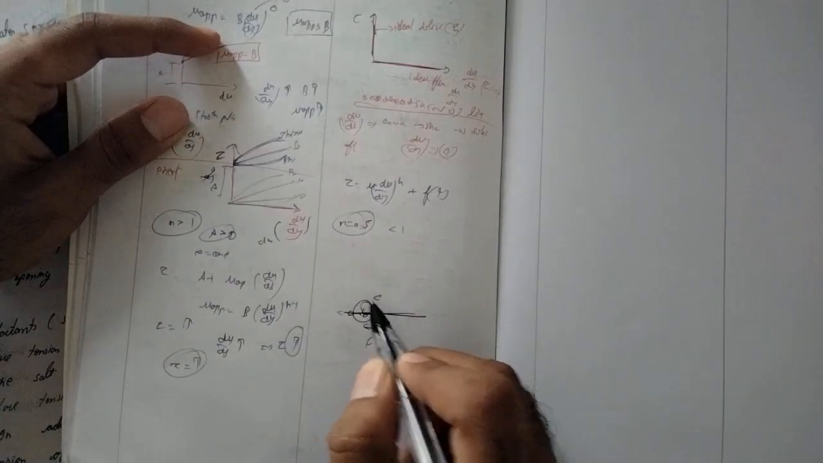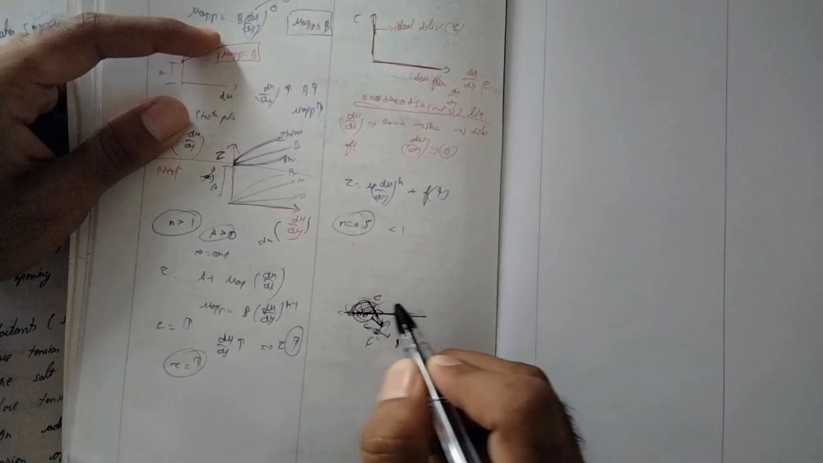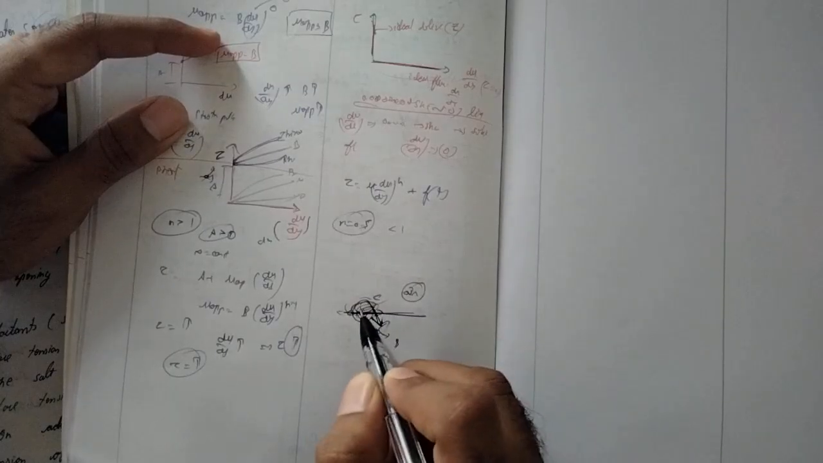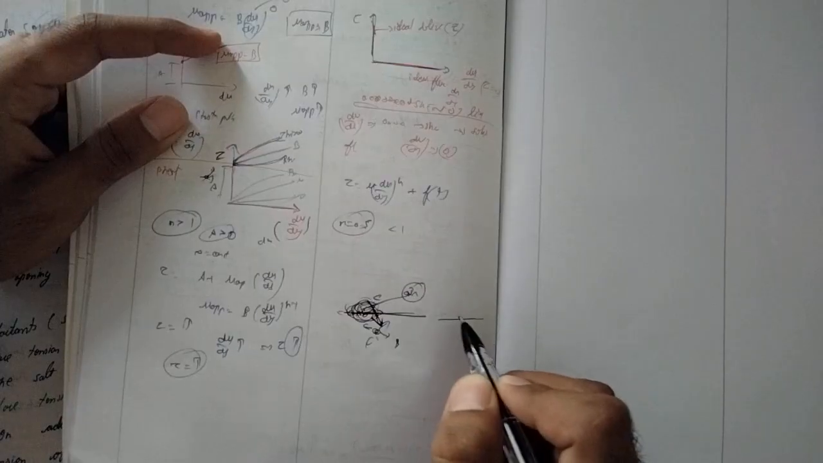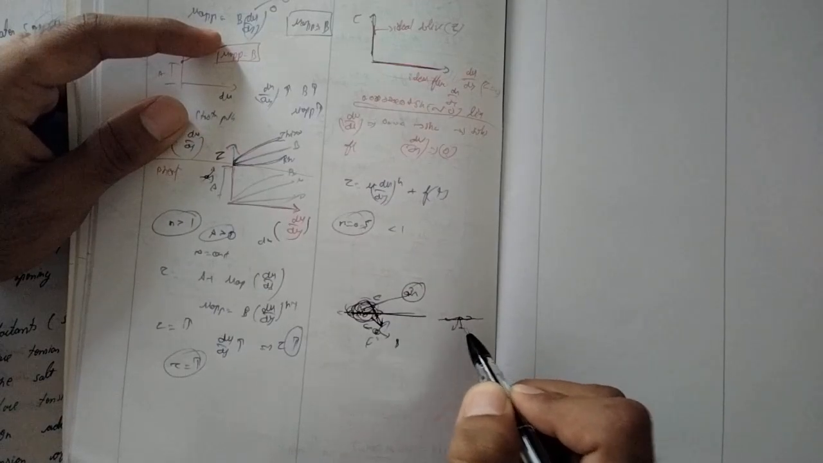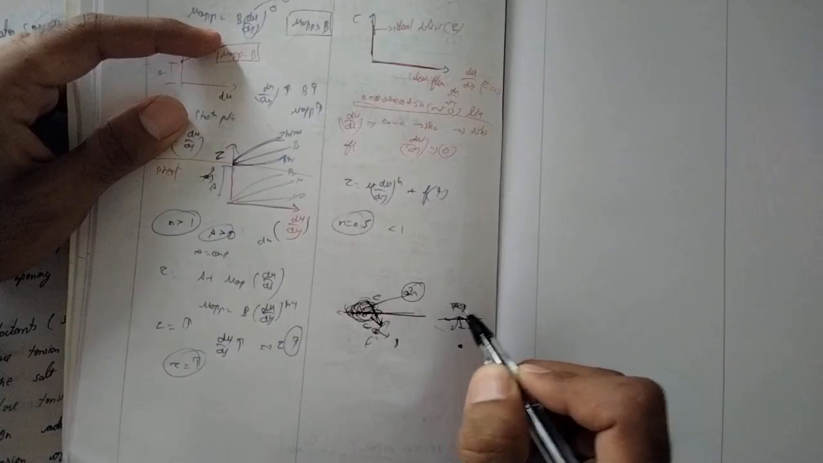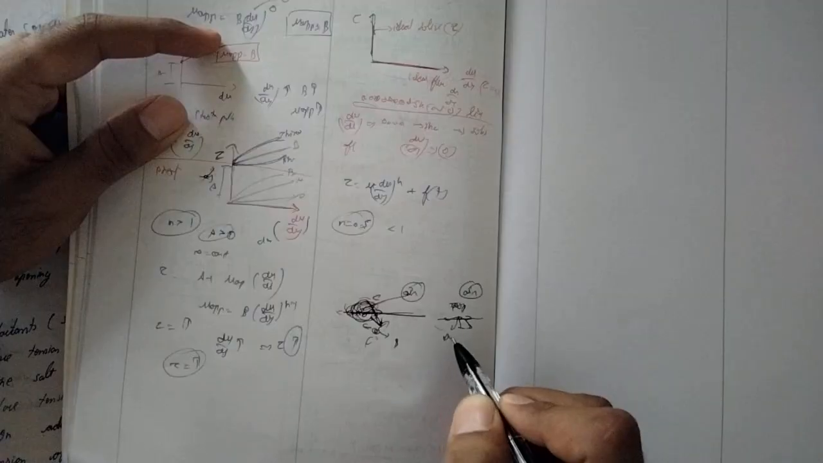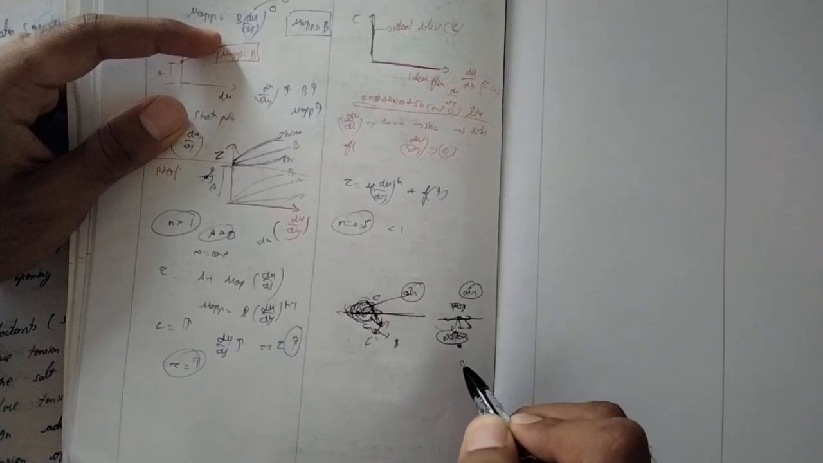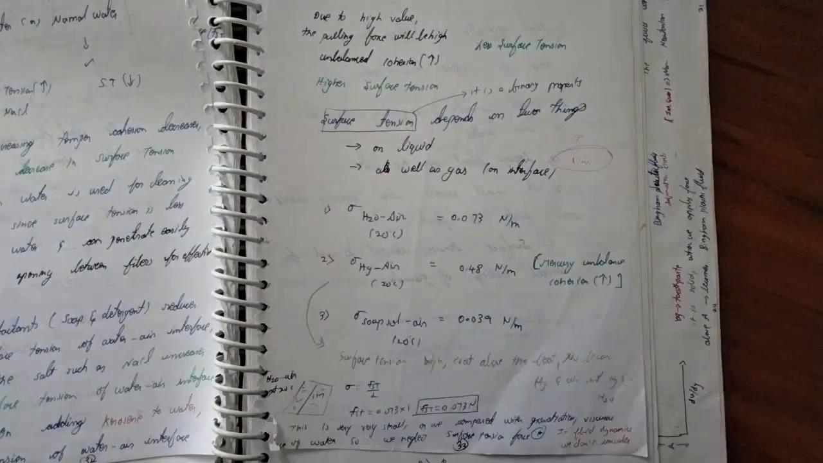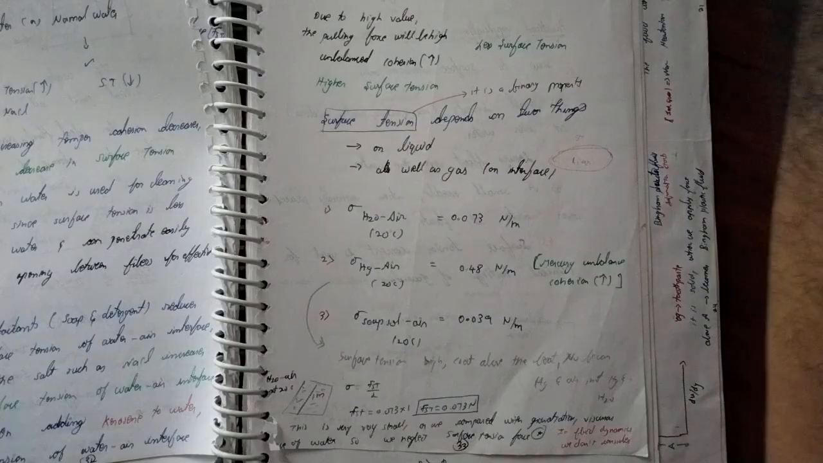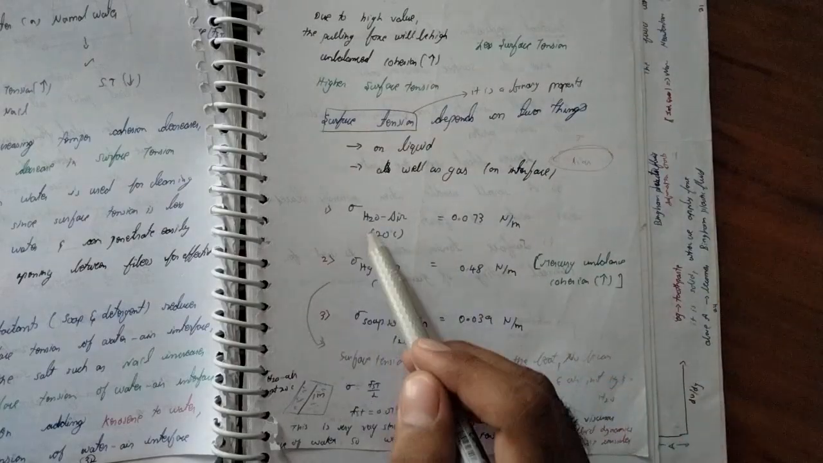So this unbalanced cohesion, where will it interact? It will interact with the air. The unbalanced top surface will have the interaction with the air, and the bottom surface will have the interaction with the water. I think you got my point. For surface tension we need both the water properties as well as the air properties.